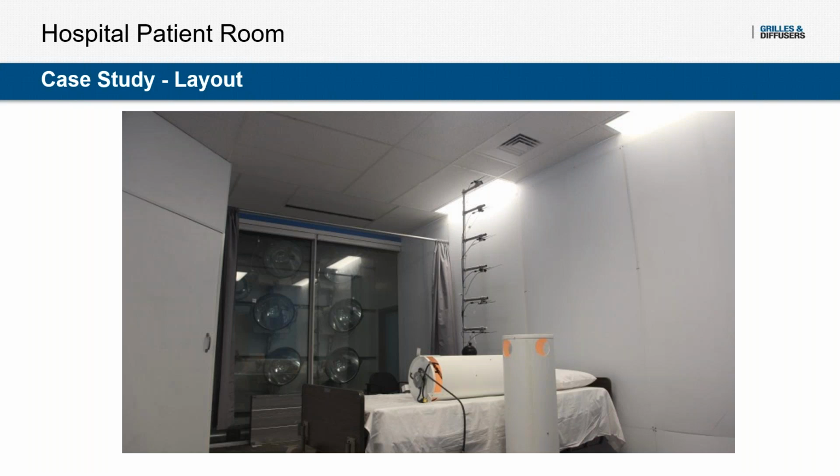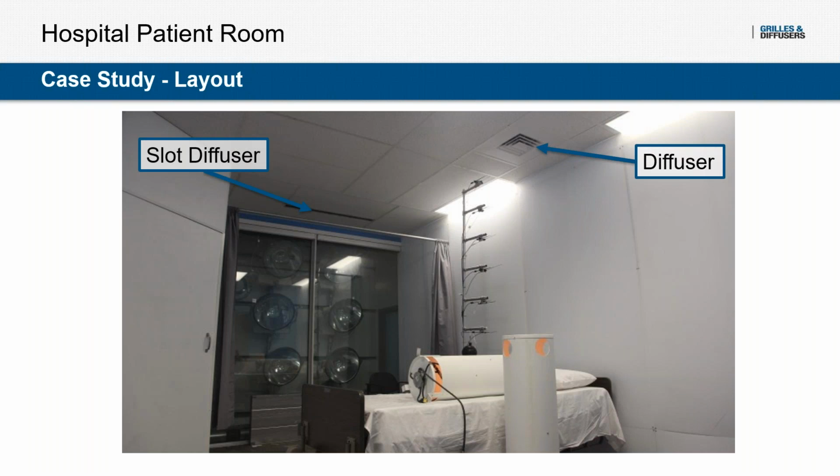So instead of doing CFD on this room, because it was a smaller space, we were able to do a mock-up of the room. So we can see up top, we have our slot diffuser, which is going to be used in the second alternative, the second case, and our ceiling diffuser right above the patient bed, closer to the wall here in a three-way pattern for the first case study.